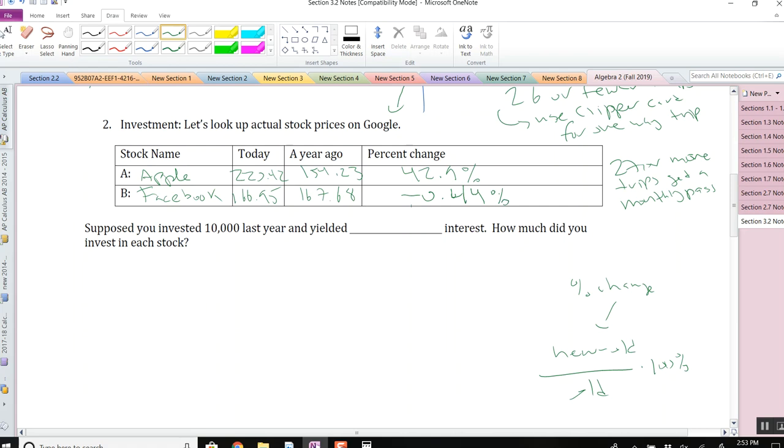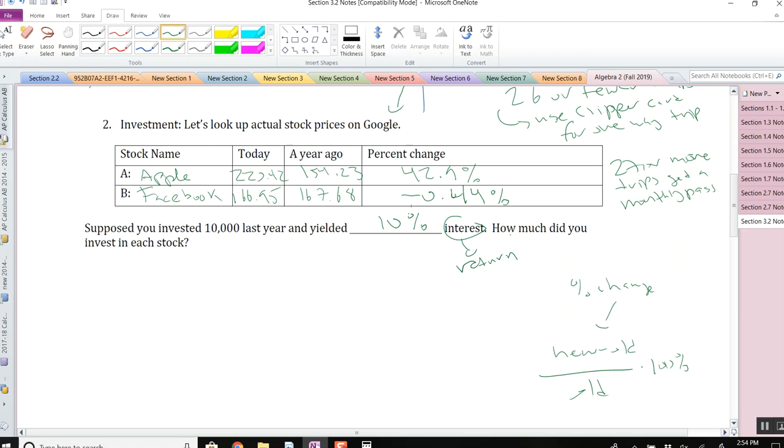So then if we look at this one here, suppose you invested $10,000 last year and yielded blank percent interest. How much did you invest in each stock? Okay, this is a little confusing. I don't like the way this is worded. But let's say overall you had a 10% return. So the interest is actually your return.